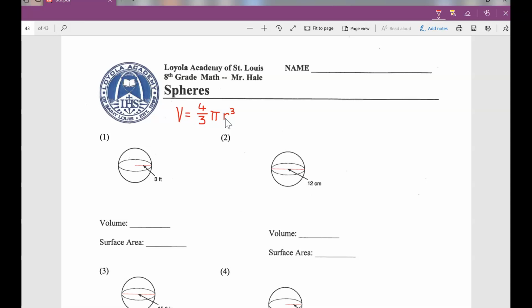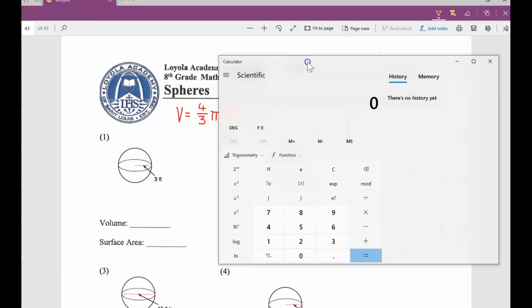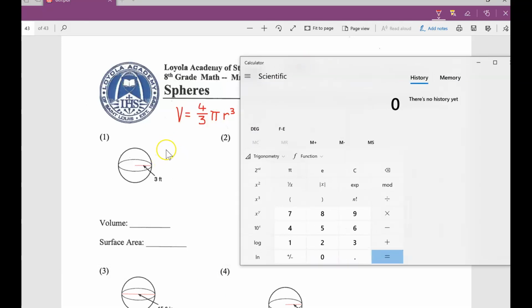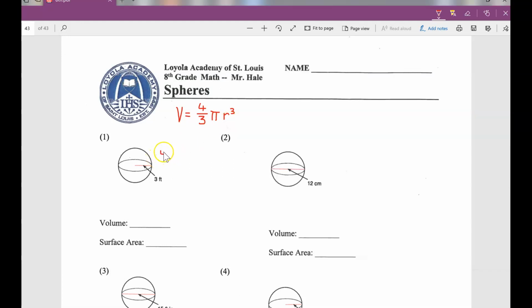The only difficulty I know some of you may have is how to properly enter 4/3 into a calculator. So let's pull up a calculator and do exactly that with problem number 1 here. So we have our formula. Let's substitute what we need to know. We're going to do 4/3 times pi times, our radius is 3 because the radius goes from the center to the edge, times 3 cubed.